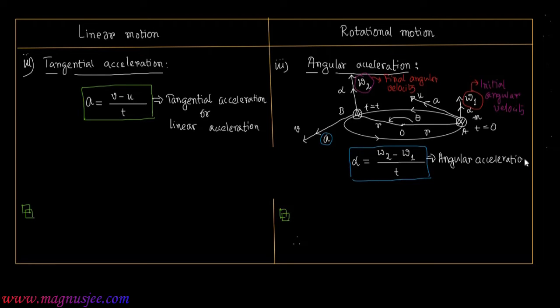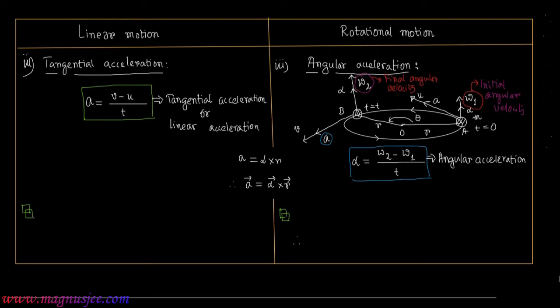Now what will be the mathematical relation between tangential acceleration and angular acceleration, which is a equal to alpha into r. That means tangential acceleration vector a is equal to angular acceleration vector alpha cross vector r. That means tangential acceleration is equal to the cross product of angular acceleration vector and radius vector.